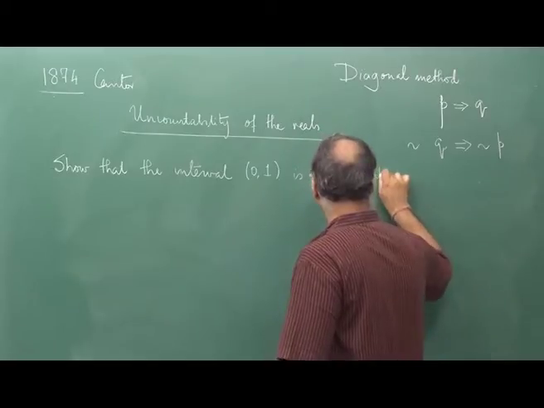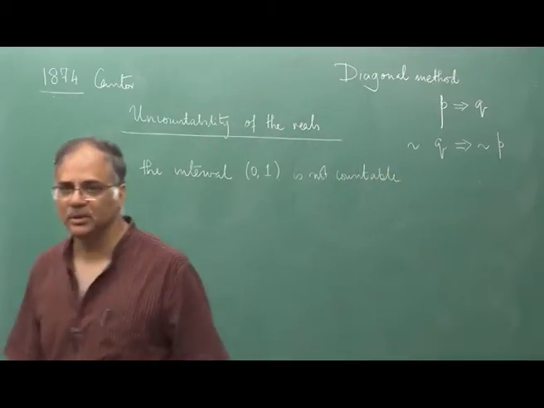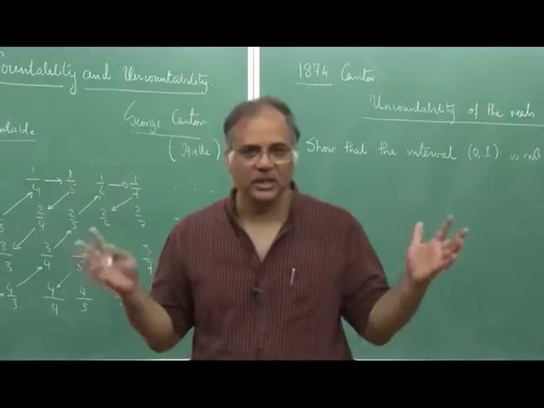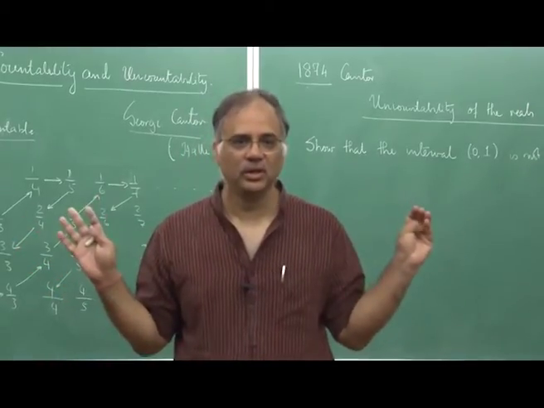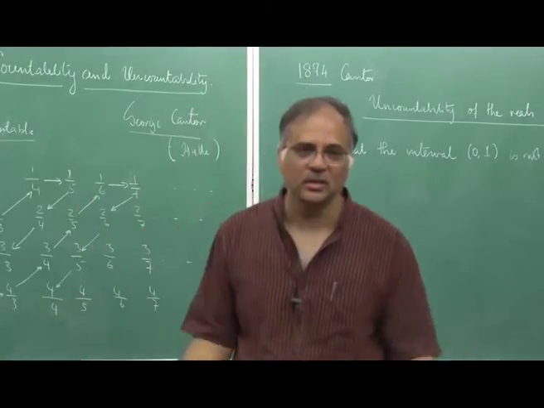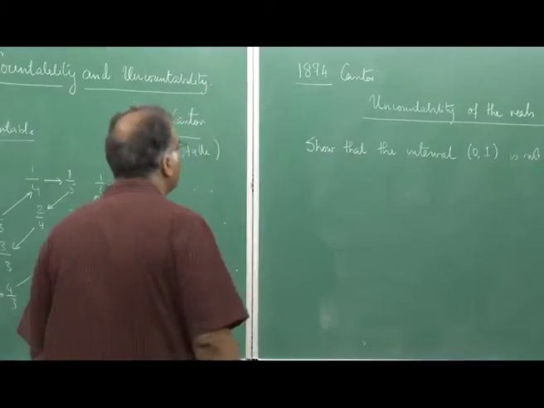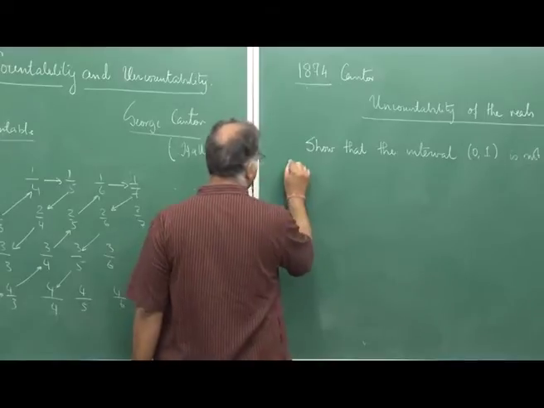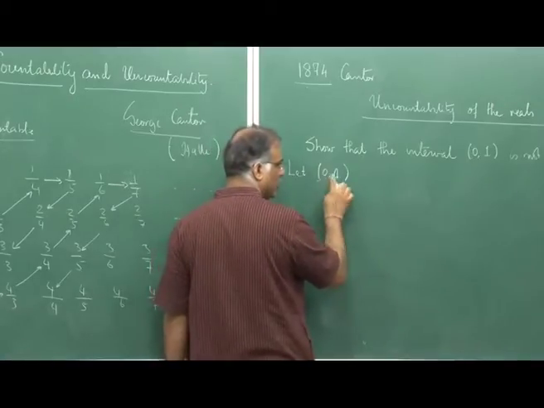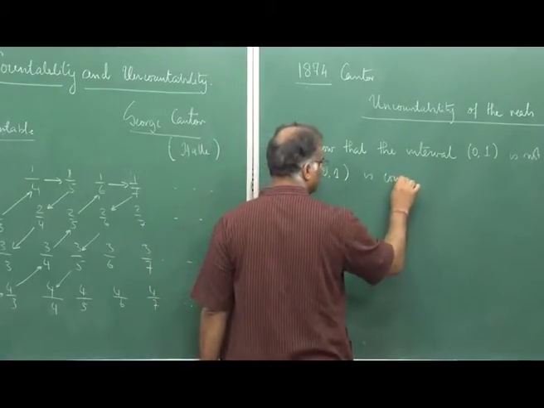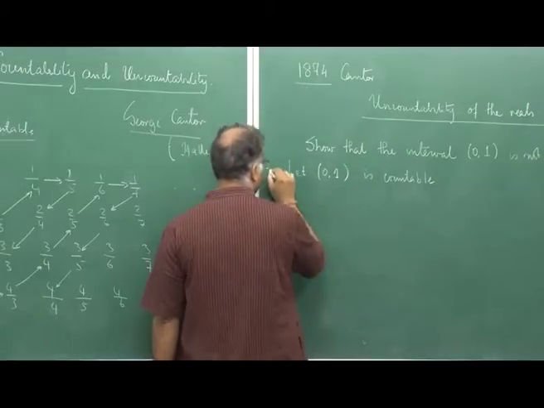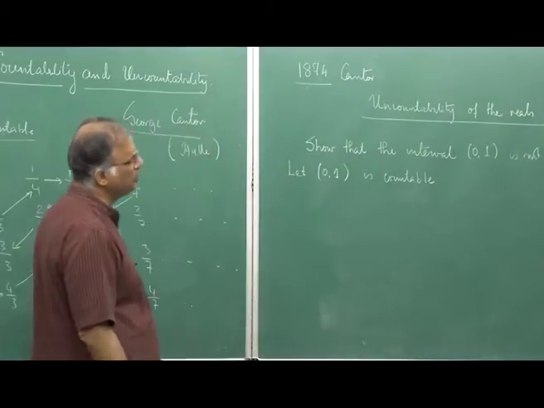Like many proofs in mathematics, one of the most important tricks of the mathematician is to prove by contradiction. That is, you say that your statement is wrong. Whatever you want to prove is incorrect. So you start with the incorrect hypothesis and then show that there is some contradiction. So here we assume that the interval (0,1), remember (0,1) means 0 and 1 are excluded, is countable. So we are starting with this presumption.